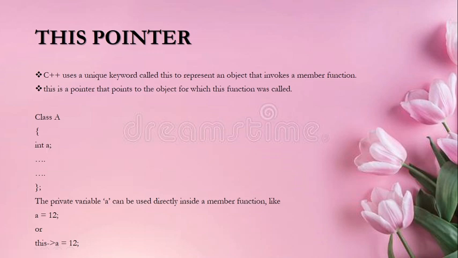One, the private variable a can be used directly inside a member function, like a equal to 12. Directly I can say a equal to 12, or I can use something like this arrow a equal to 12. These two are acceptable. In either way you can give it. Even if you are giving just a equal to 12, implicitly this arrow will be automatically assigned for this variable a equal to 12. That's the beauty.